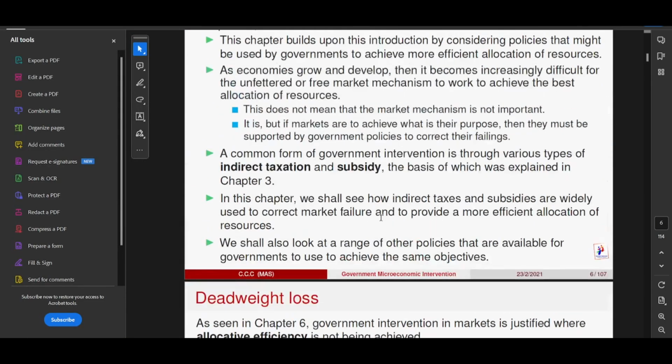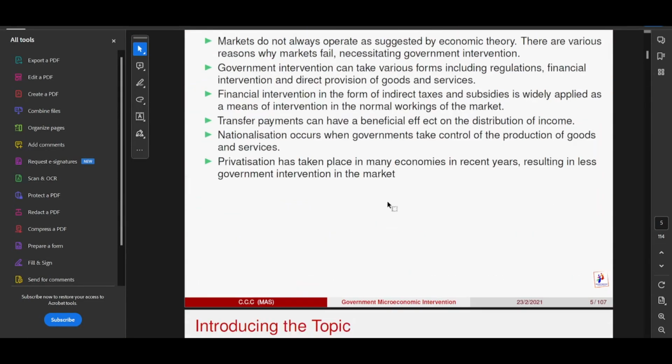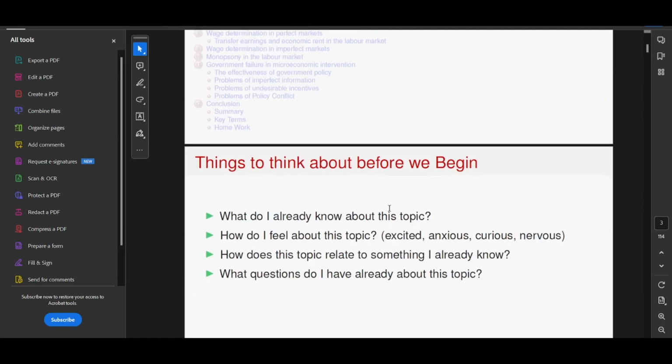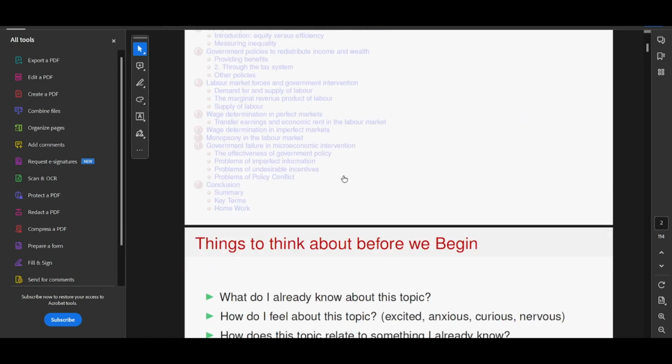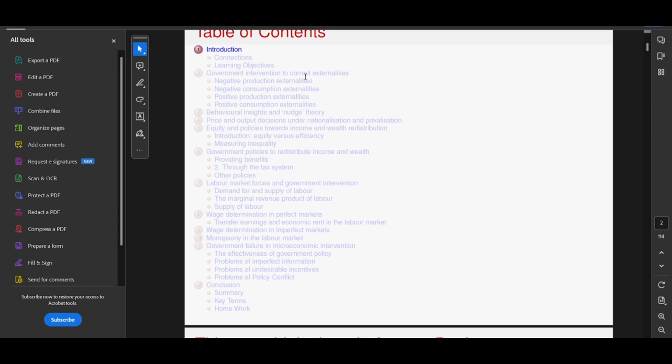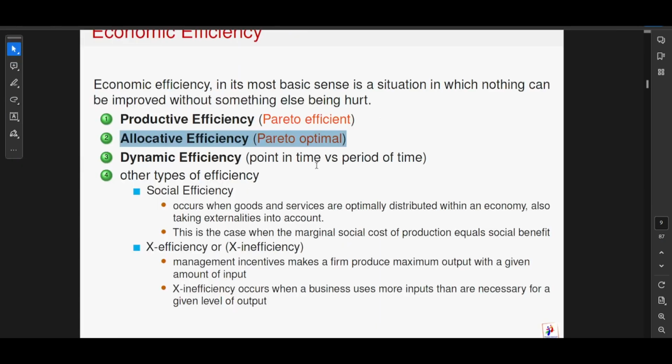The externalities, how to deal with externalities. So let's look at it quickly.